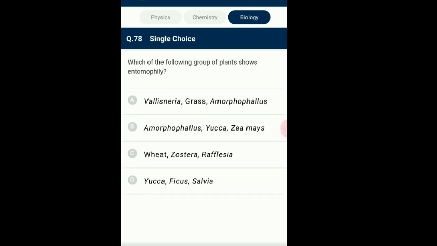Question number 78. Which of the following group of plants shows entomophily? Yucca is pollinated by moth Pronuba during the process of laying eggs. Ficus is pollinated by gall wasp, that is Blastophaga, which lays its egg in the gall flower of Hypanthodium inflorescence. Salvia shows the lever mechanism of pollination by insects. So the answer is option D, Yucca, Ficus and Salvia.